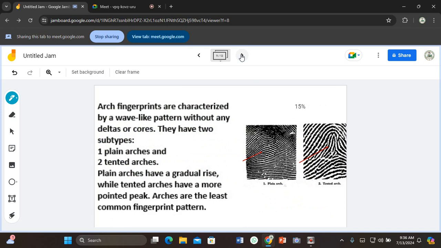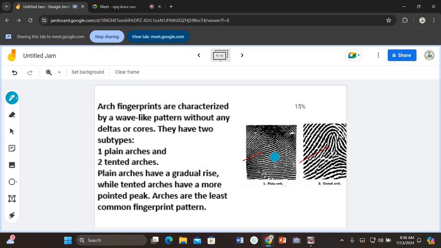We said the arch fingerprints are characterized by a wave-like pattern. This is what we mean by wave-like pattern, without any deltas or cores. They don't have deltas, they don't have cores, and that is why you don't use ridge counting for them. The arch is about 15% of all the fingerprints that you'll be encountering.